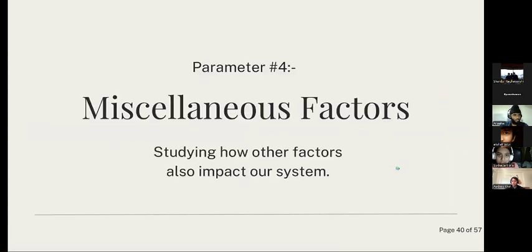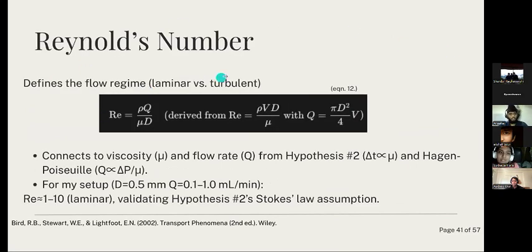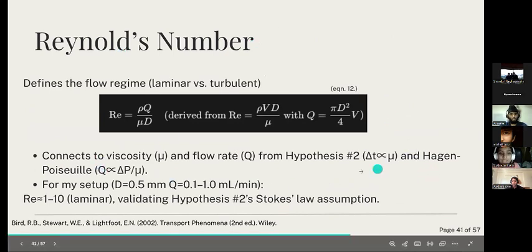Let's talk about three miscellaneous factors: the Reynolds number, the Rayleigh-Plateau instability, and the Weber number. Let's talk about the Reynolds number, which defines the flow regime as laminar flow or turbulent flow. It connects the viscosity and flow rate from hypothesis number 2 and the Hagen-Poiseuille law.